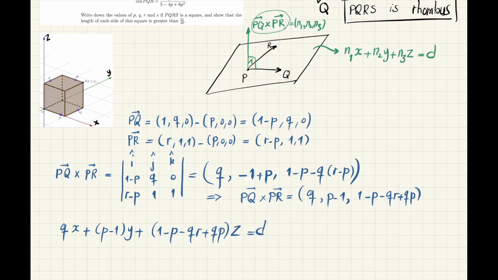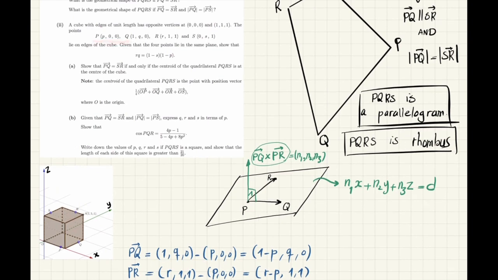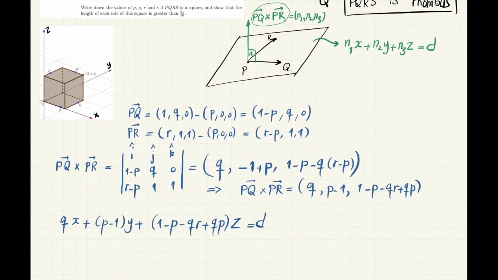But this plane is supposed to pass through all of these points. Okay, so it means that the coordinates of the point P have to satisfy this relation. P is easier. Of course, you can use Q, you can use R, but you see that the form of P is much simpler here. P is P, 0, 0. So it means that if I replace X with P, if I replace Y with 0, if I replace Z by 0, then this should be satisfied. Okay, so what does it mean? It means that I have QP is equal to D.